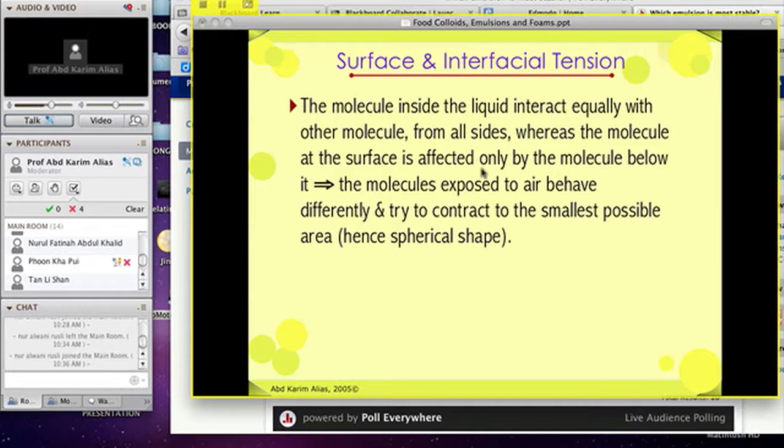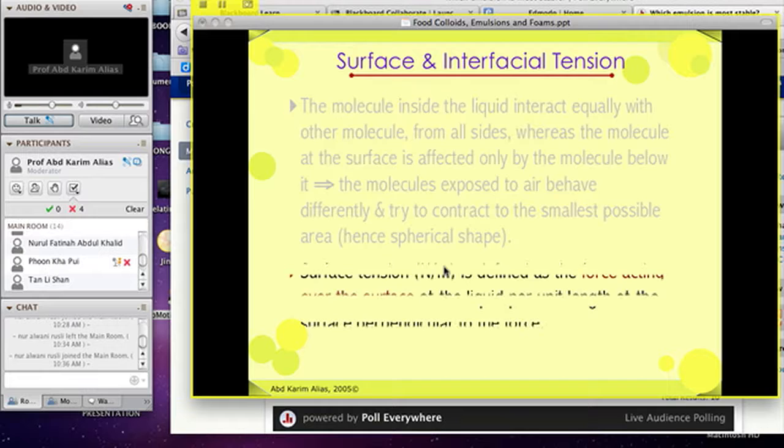So this is a description of the diagram just now. The molecules inside the liquid interact equally with other molecules from all sides, whereas the molecule at the surface is affected only by the molecules below it. The molecules exposed to air behave differently and try to contract to the smallest possible area, and hence give a spherical shape.